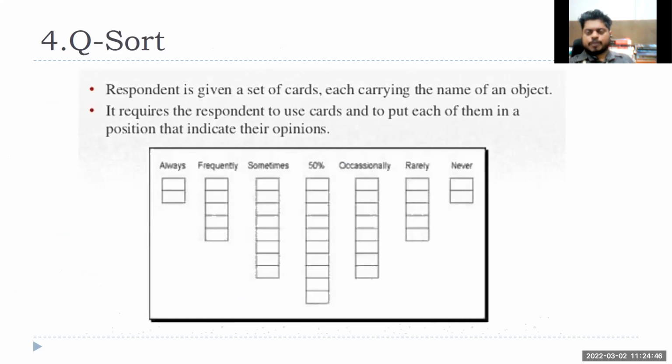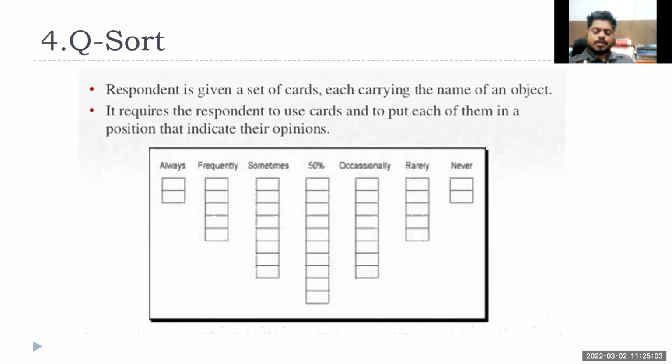Q-sort, whenever you have a lot of options, right? A lot of options, a lot of respondents, right? And again, this is not possible online. Again, I will not say not possible, it becomes a little difficult.